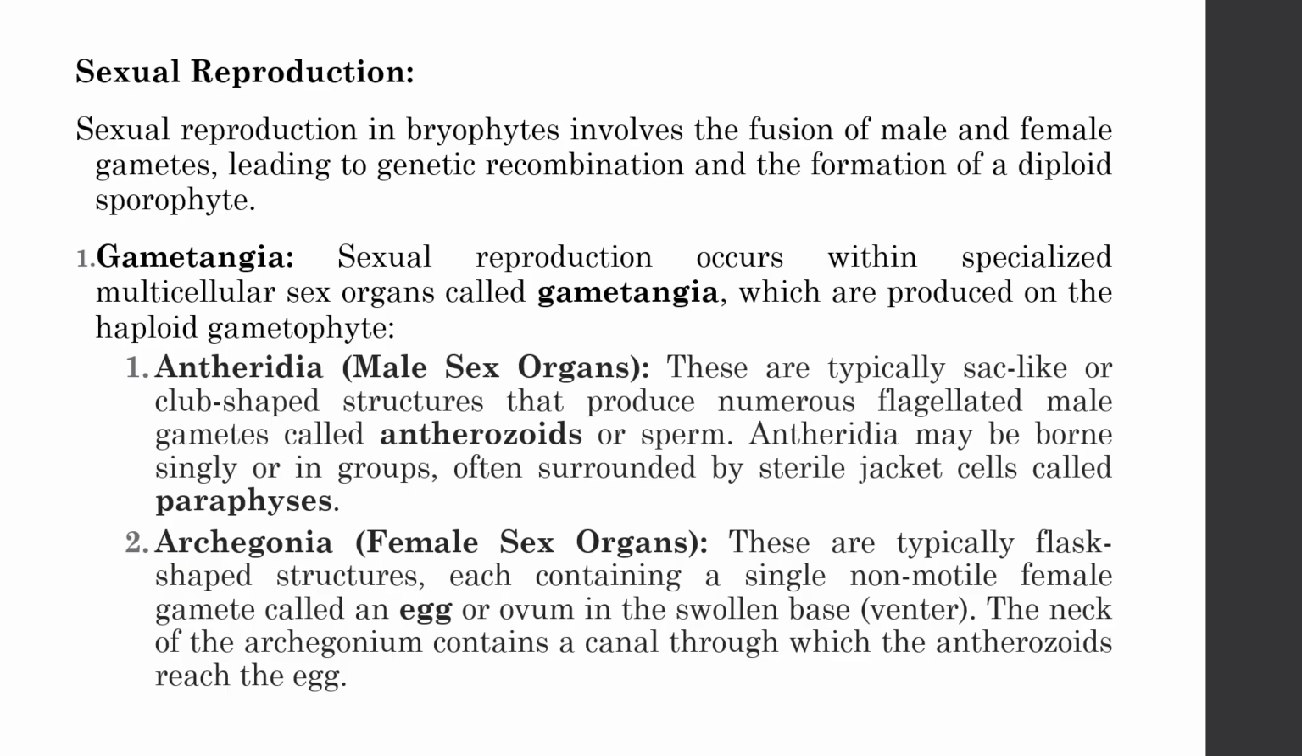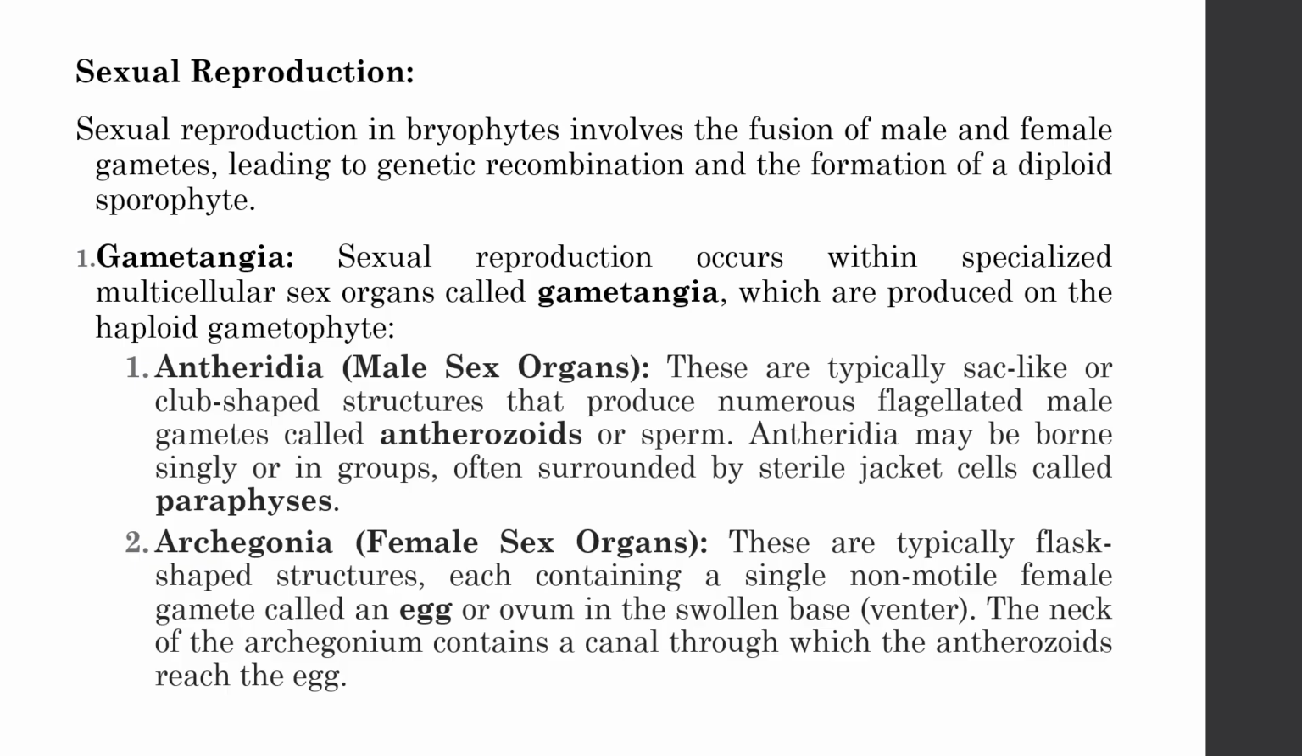Sexual reproduction in bryophytes involves the fusion of male and female gametes. What happens here in sexual reproduction is genetic recombination, and there is formation of a diploid sporophyte. Sexual reproduction occurs within specialized multicellular sex organs called gametangia, which are produced on the haploid gametophyte.